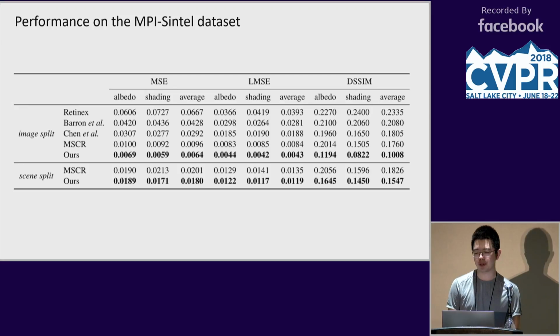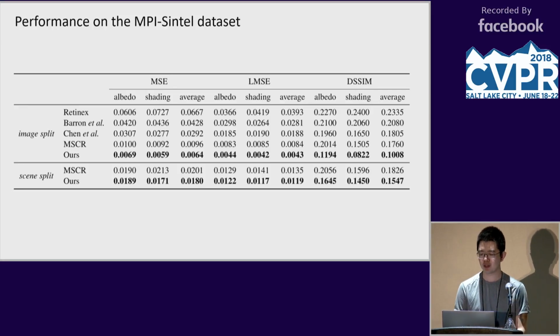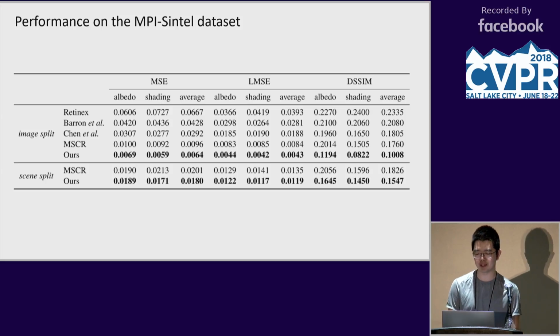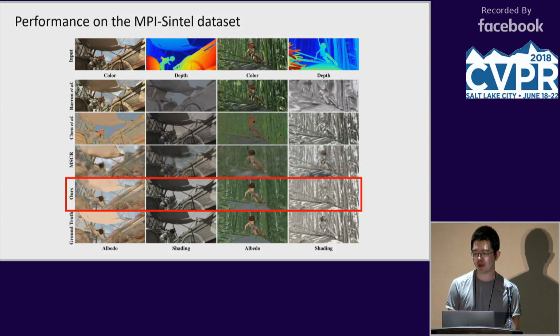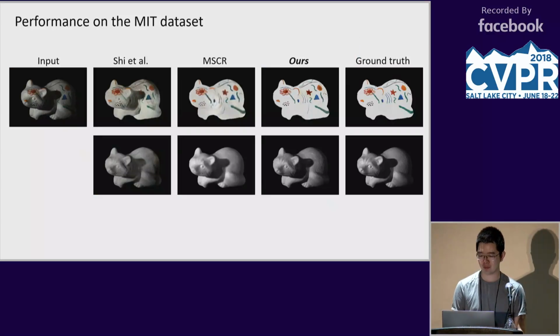We also evaluate our algorithm on the MPI Sintel dataset that facilitates scene-level quantitative comparisons with densely labeled training data. As shown in this table, our model achieves the best results for all the columns on the MPI Sintel data. Here is a group of qualitative results. It can be seen that our framework produces much sharper and higher-quality results, visually very close to the ground truth shown in the last row. Similar visual results can also be observed in the MIT dataset. Our predicted images are also sharper and more accurate than the other deep networks.